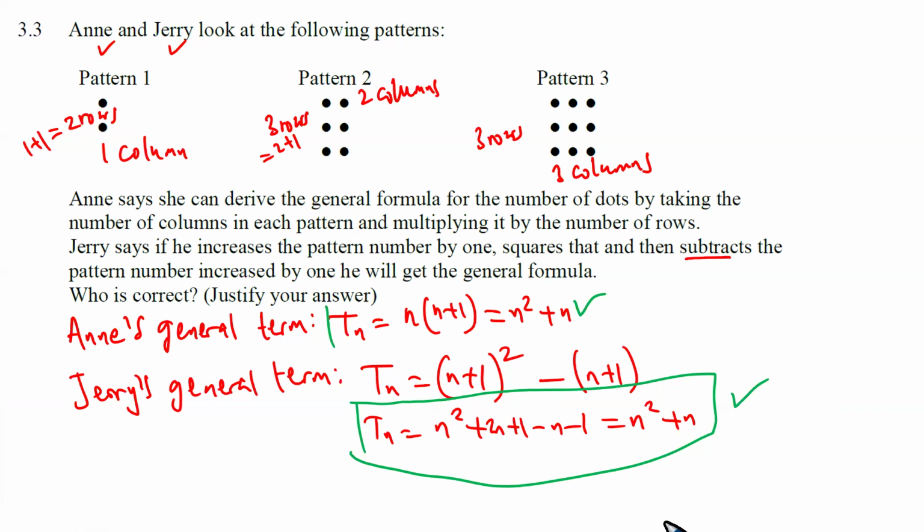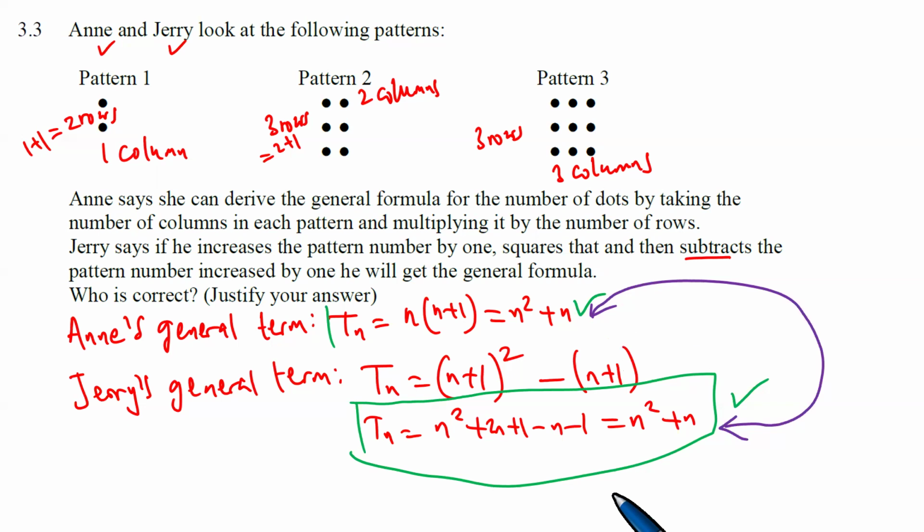Right. So obviously we investigate this and check very, very carefully. But what you can see is that this one, n, got n squared plus n. And also Jerry got n squared plus n. And these guys now are getting the same formula.